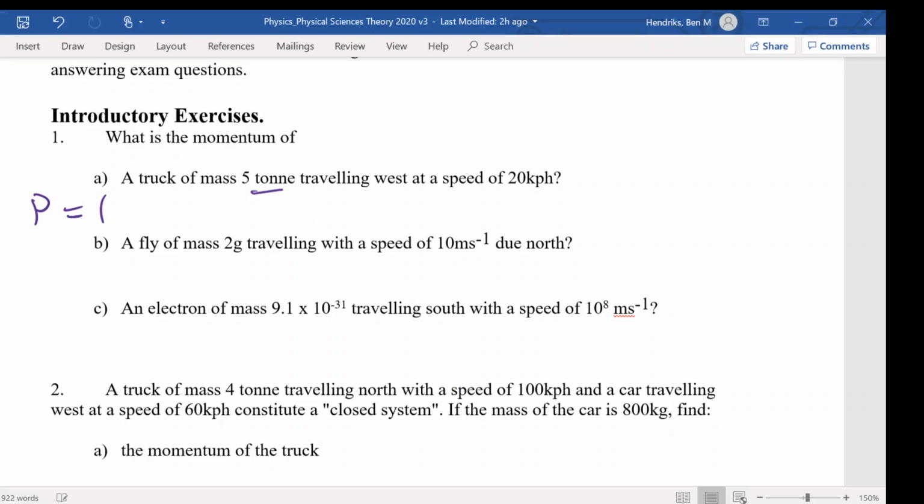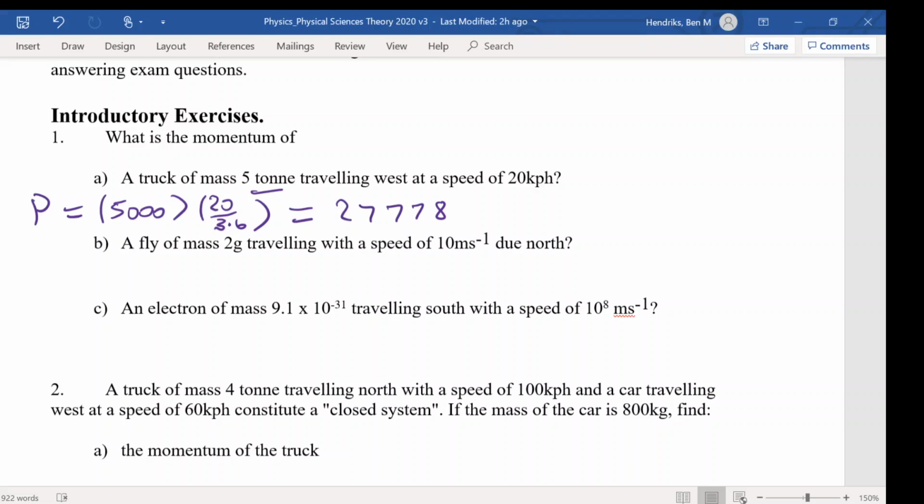So P equals mv. We have 5,000 for our kilograms. 20 kilometers per hour, and we want that in meters per second. If you're starting with kilometers per hour and you want to go to meters per second, we need to divide by 3.6. So we have 20 divided by 3.6. Okay, and then when we put that into our calculator, we should get 27,777.8, and we can round the last digit up to 8.